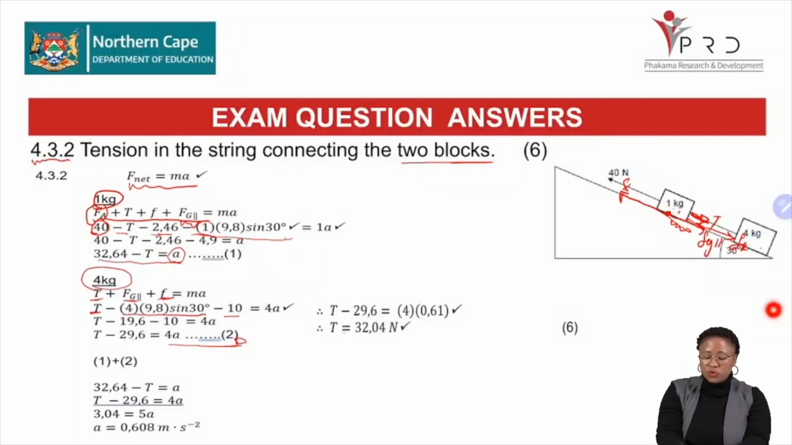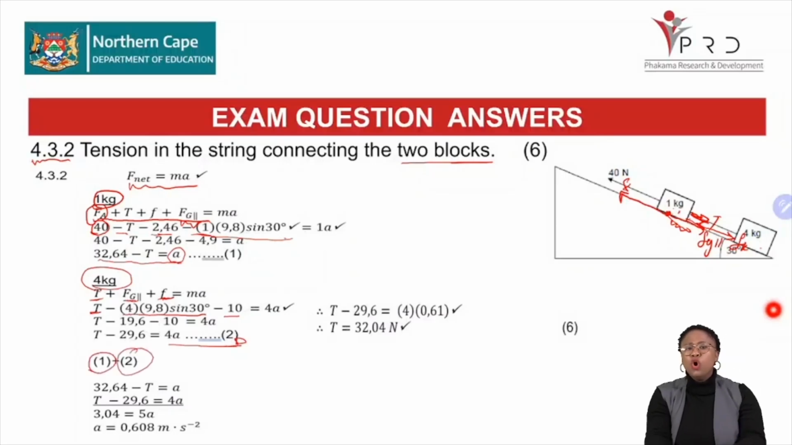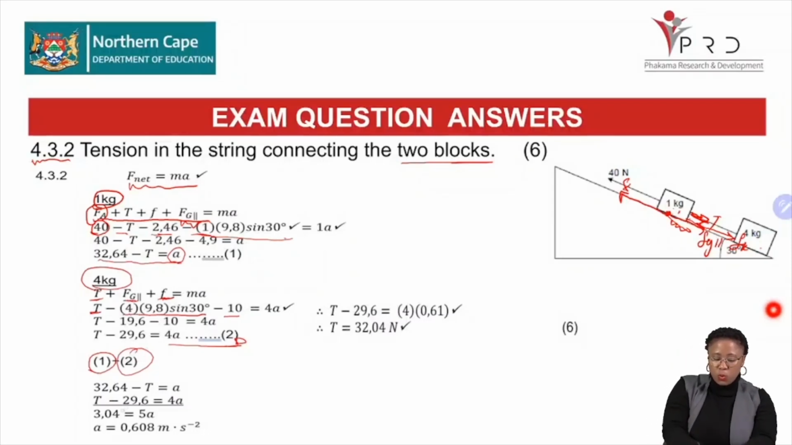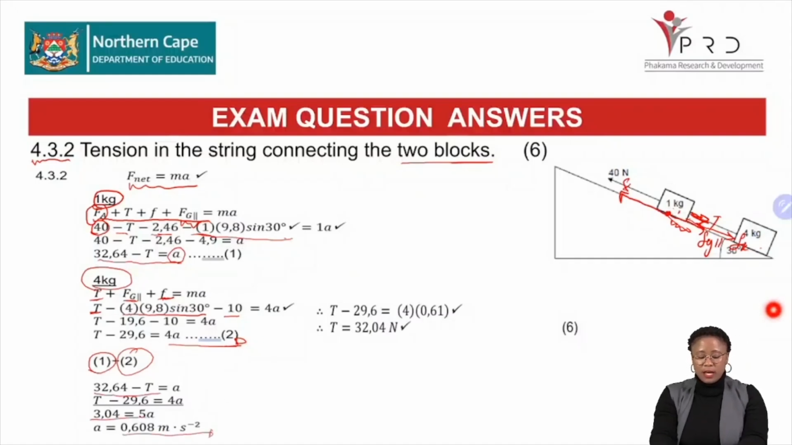Then from there you just add equation 1 plus equation 2, or you can make T the subject of the formula, whichever way works for you. If you made T the subject of the formula, that means you'll say equation 1 equals equation 2. But because here we did not do that, we will say equation 1 plus equation 2. When we do that, we work out our acceleration. We get it as 0.608 meters per second squared.